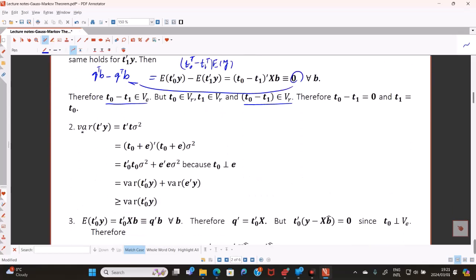On the other hand, about the second component, the variance of t prime y, if you remember the variance of, let's say, a z, suppose that we have a z vector, and a is a matrix or vector of whatever, you can write it as the variance of z times a prime. If it is even a matrix A z, then the matrix comes out again as a capital A. So we can simply write it as t prime t sigma square. Why? Because the variance of y is equal to sigma square I.